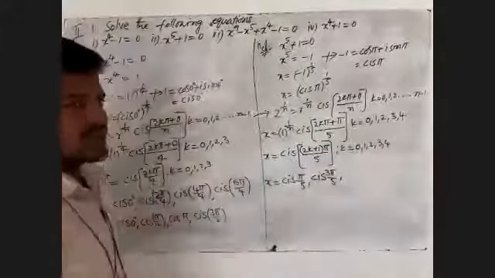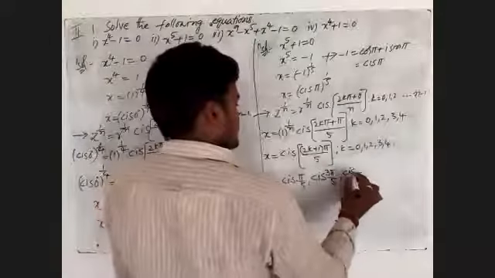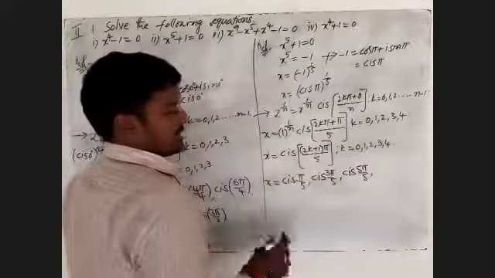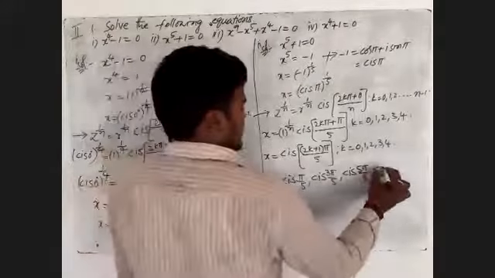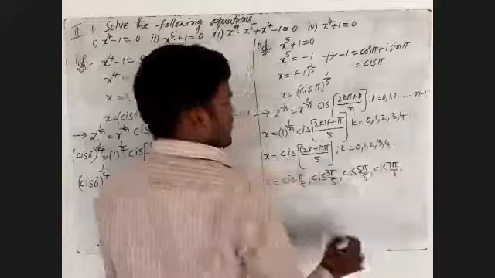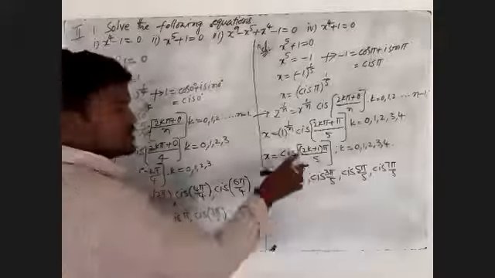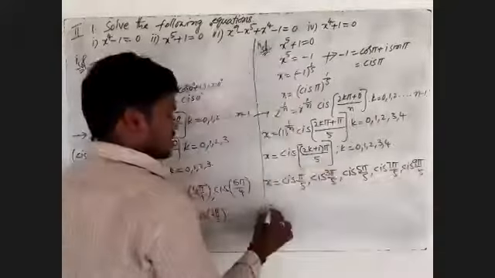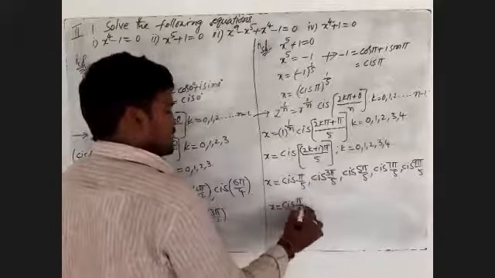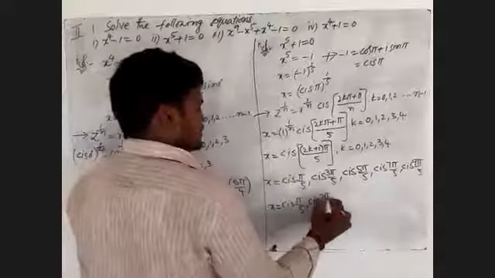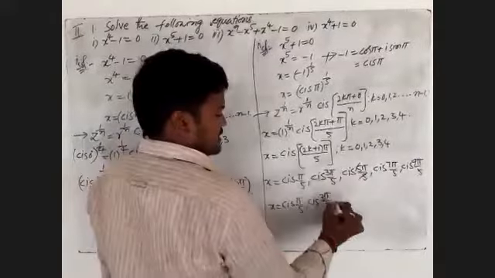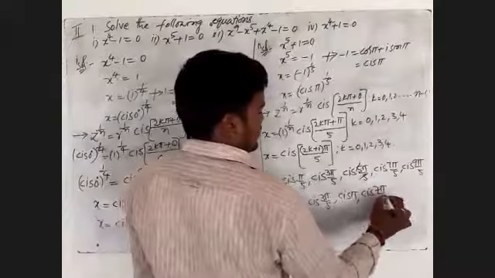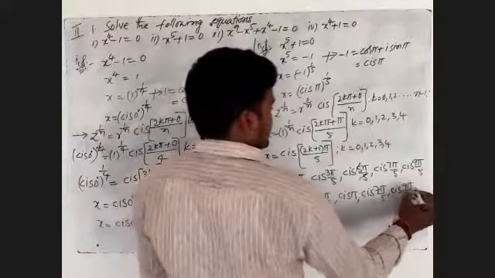Then k equal to 2: 2 twos are 4, 4 plus 1 is 5, cis of 5 pi by 5. Then k equal to 3: 2 threes are 6, 6 plus 1 is 7, cis of 7 pi by 5. Then k equal to 4: 2 fours are 8, 8 plus 1 is 9, cis of 9 pi by 5. So the values are x equal to cis of pi by 5, cis of 3 pi by 5, where 5 and 5 cancel, remaining cis of pi, cis of 7 pi by 5, cis of 9 pi by 5.